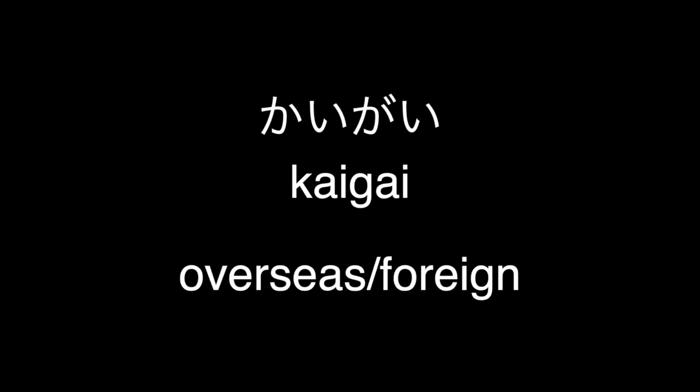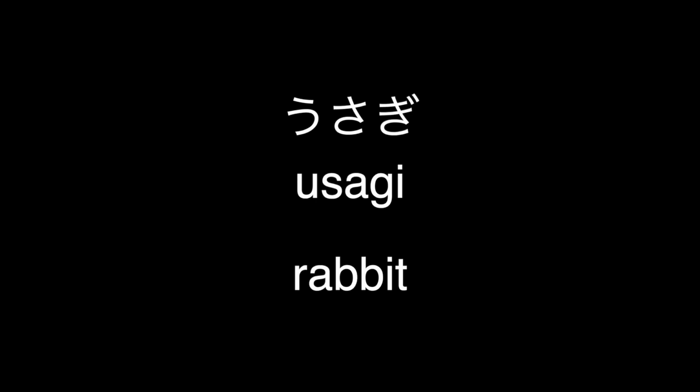Here's a couple different words that you can make with these tenten marks on the hiragana that we've already learned. So kaigai, which means overseas or foreign. So we have ka, i, and then ka with tenten marks, which makes it ga, and then another i. So kaigai is overseas or foreign. Next, we have usagi. Usagi is the word for rabbit.